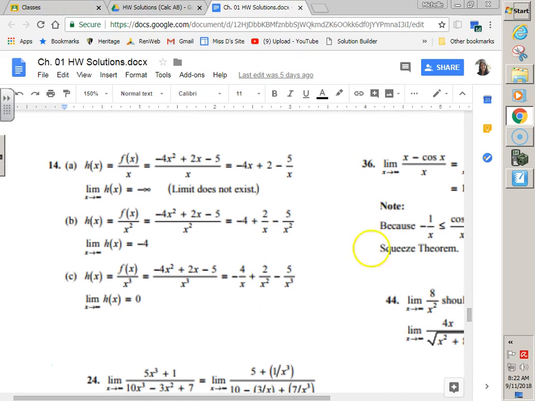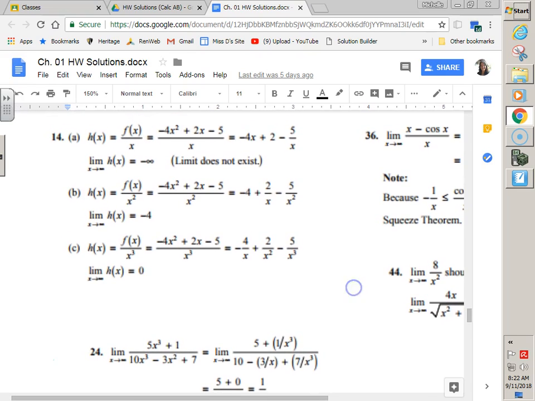Number 14. A, D, and E. But that's not the proper answer. Negative infinity would have been the proper answer, right? Letter B, -4, and letter C, 0. Bottom wins, it's a tie, and the sign ends up being negative. And this one, the top wins, and the sign ends up being negative.